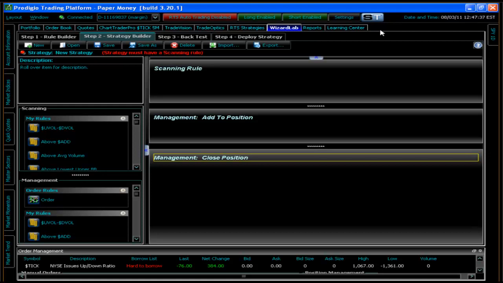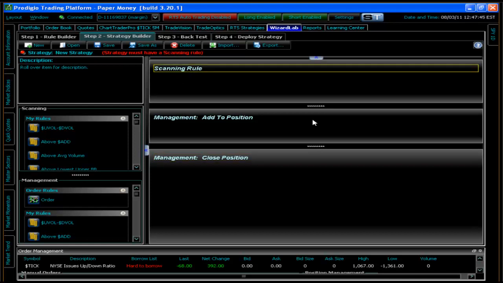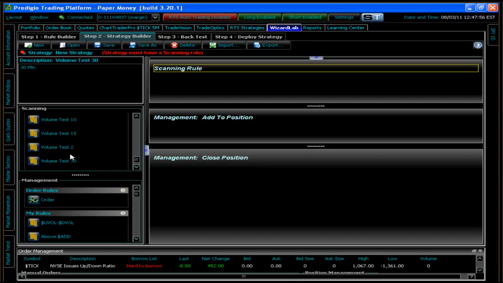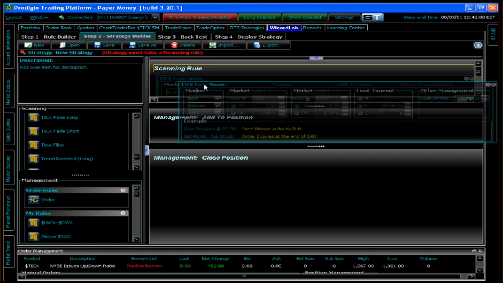And if I deploy this to Prodigio RTS under RTS strategies, that's the robotic trading component of the system. That's going to scan the market for rules, get into position based on those rule parameters. So I'll give you an example. We said today's a good day to go short. Right? So here is tick fade short.